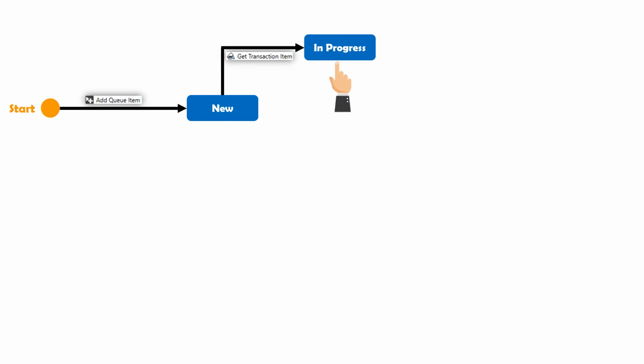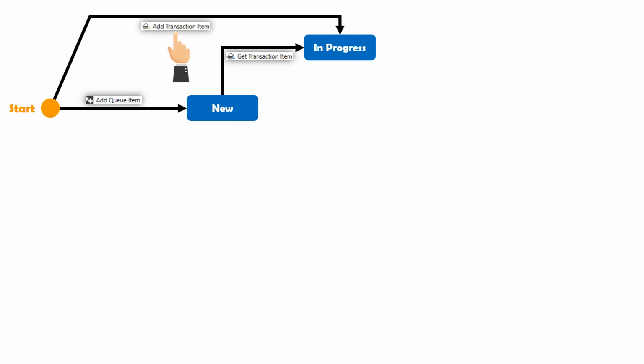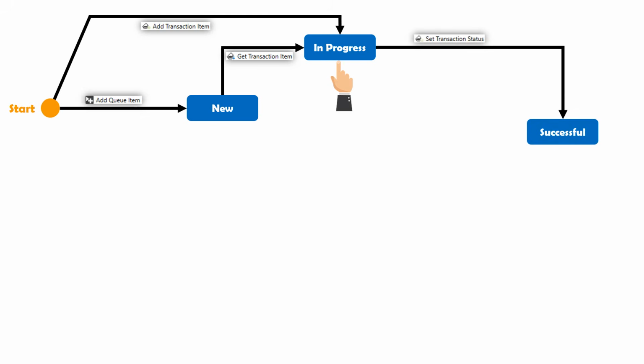As already mentioned, we can also load a queue item into the queue using the Add Transaction Item activity. If we load a queue item into the queue using this activity, the item directly gets the status In Progress. This is the difference between the two activities, Add Queue Item and Add Transaction Item. Assume the item is now processed. Either the item has been processed successfully. In this case, the item gets the status Successful using the activity Set Transaction Status. So the item is finished and there is nothing more to do.